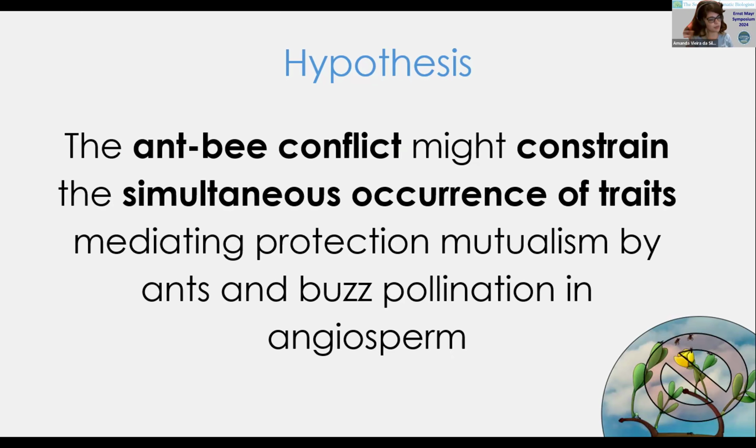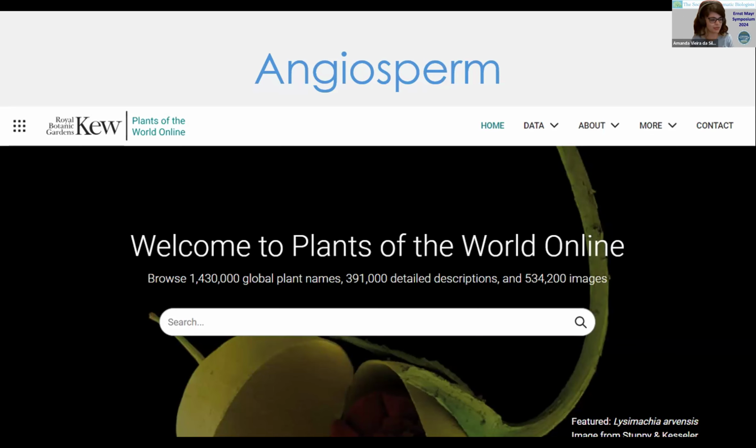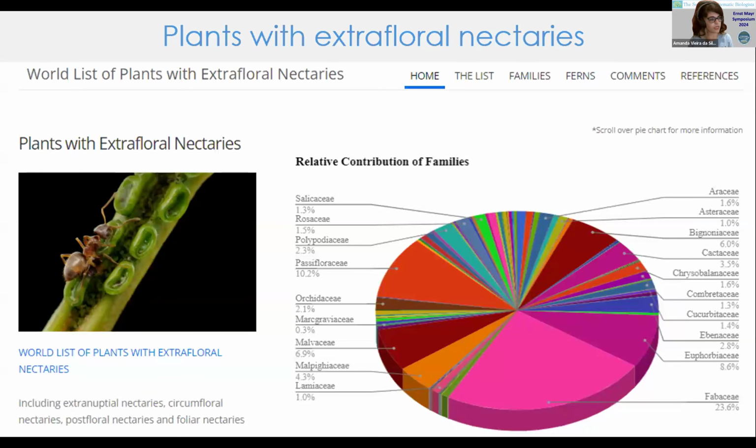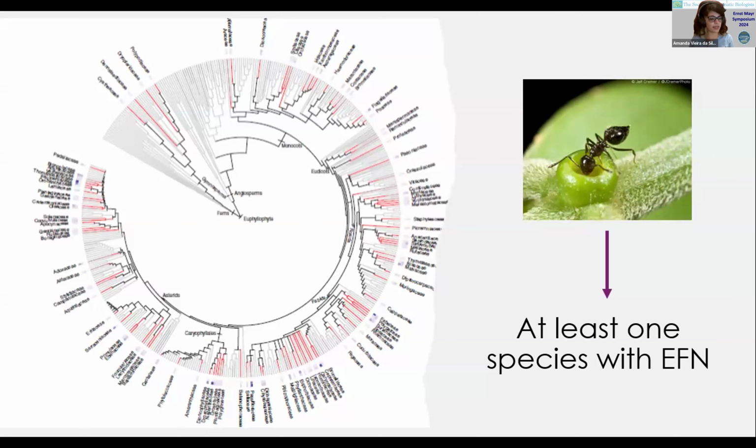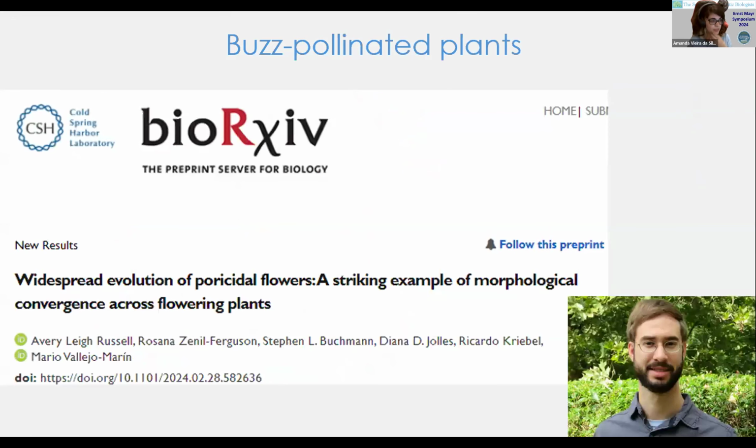And the first step was trying to investigate which are the plants, the angiosperms. So I got all the angiosperms from the Plants of the World Online. And I used the world list of plants with extrafloral nectaries from Marjorie Weber. And I did this study at genus level. And I considered that if at least one species has extrafloral nectaries, then the whole genus might have extrafloral nectaries, so the interaction with ants. And I got the bee pollination data set from a study by Avery Russell.